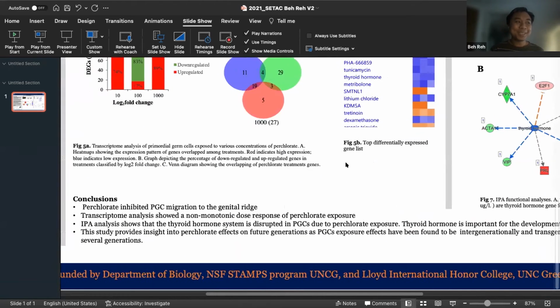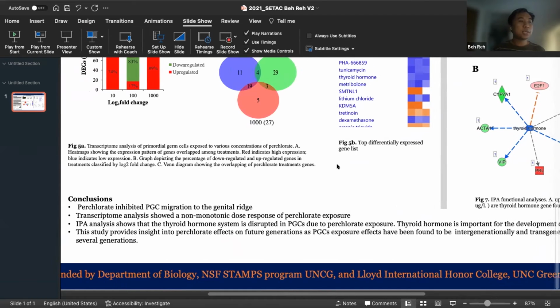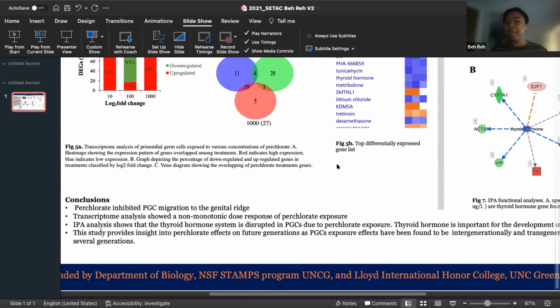So in conclusion, this study provides insight into how perchlorate will affect the person at the moment and the future generation from their germ cell. So this study was very important, and it has been submitted to a professional journal.